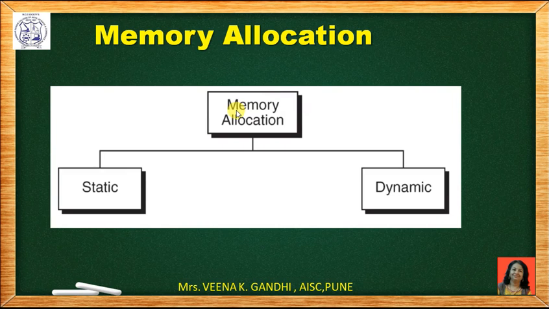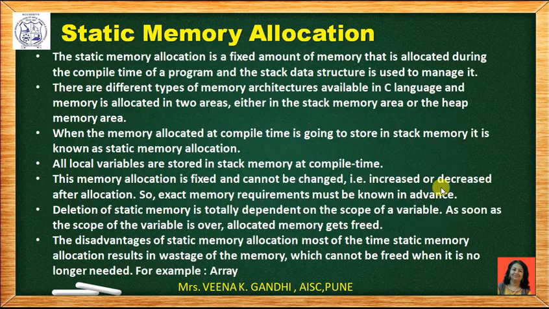In C language, memory allocation is done by two methods, static memory allocation and dynamic memory allocation. Let us see these methods one by one. Now first, static memory allocation. In static memory allocation, a fixed amount of memory is allocated during the compile time of the program and a stack data structure is used to manage that memory.